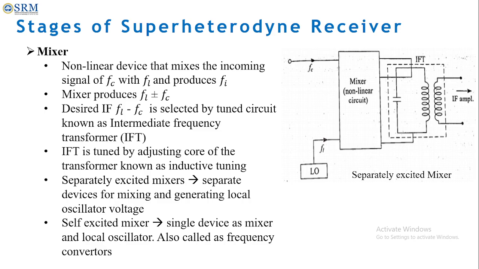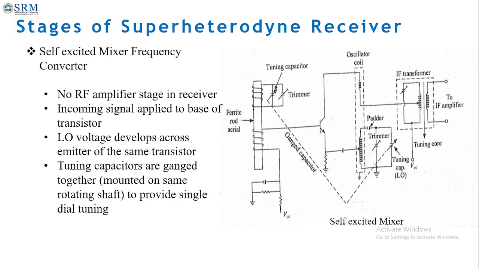Usually the mixer is classified into two types: the separately excited mixer and the self-excited mixer. What do we mean by this? In a separately excited mixer, separate devices are used for mixing and for generating the local oscillator voltage. In a self-excited mixer, a single device performs both the mixing and the local oscillator function. We can call it a frequency converter. This earlier diagram represents the separately excited mixer, and this diagram shows a self-excited mixer.